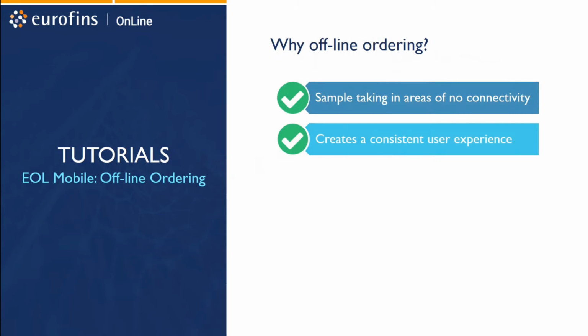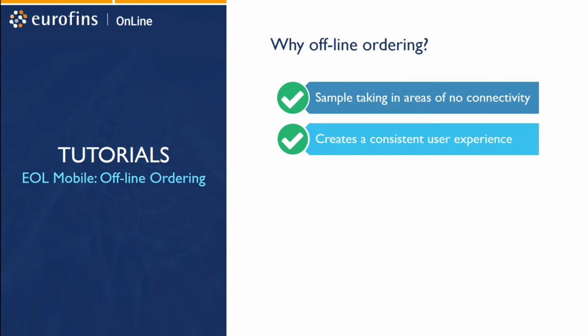So, why offline ordering? What's the point of it, and why do we need it? Well, actually, offline ordering is a key concept for the EOL mobile app. It's one of the core features or functionalities that allow the mobile app to deliver the kind of service that is needed in areas where there's low connectivity.